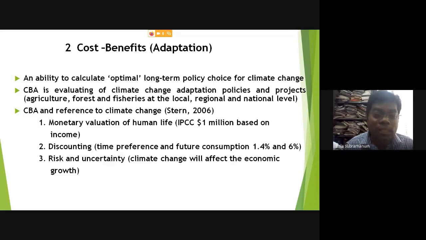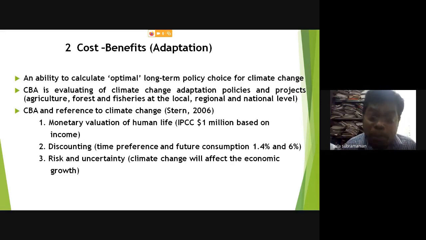Once you design the policy based on cost benefit analysis, you have to see the risk and uncertainty, especially since climate change will affect economic growth. Definitely, each and every country has to agree on how the economy is impacted by climate change. This is common to everyone. Whenever they design cost benefit analysis through adaptation strategies, they have to look at these three perspectives. So what is the economist's role in designing climate change policy?